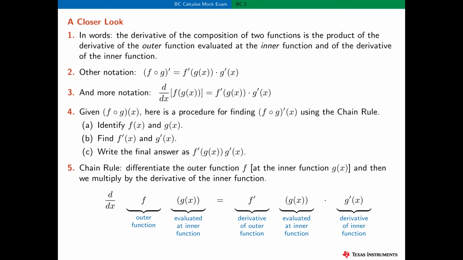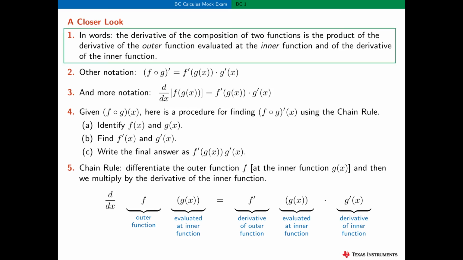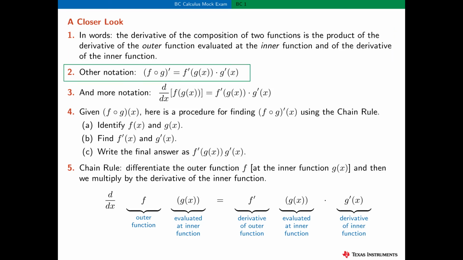The chain rule is a pretty important concept, so let's take a closer look at this idea. In words, this says the derivative of the composition of two functions is the product of the derivative of the outer function evaluated at the inner function and of the derivative of the inner function. Here is some other common notation to illustrate this rule. We often use an open circle to represent the composition of f and g.